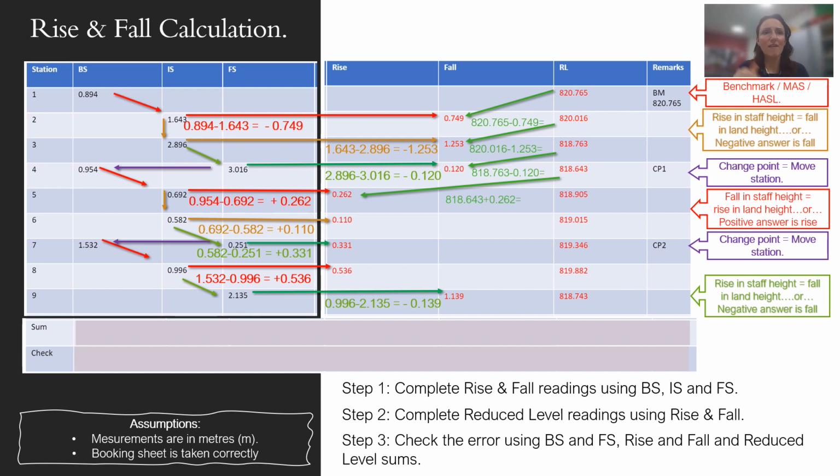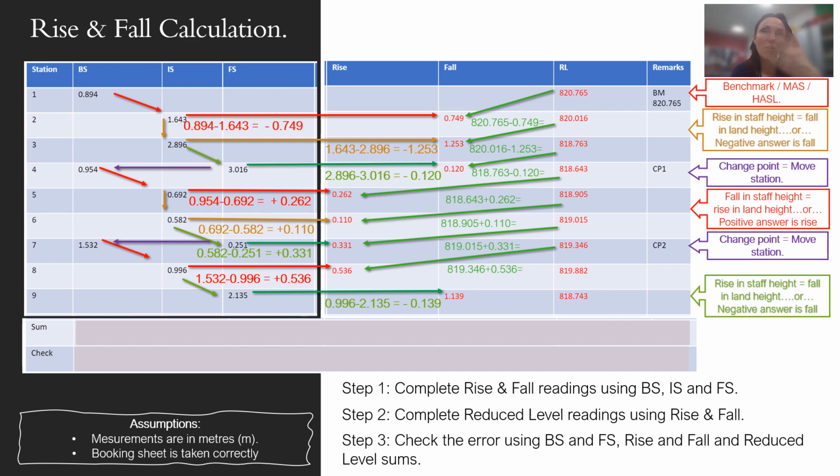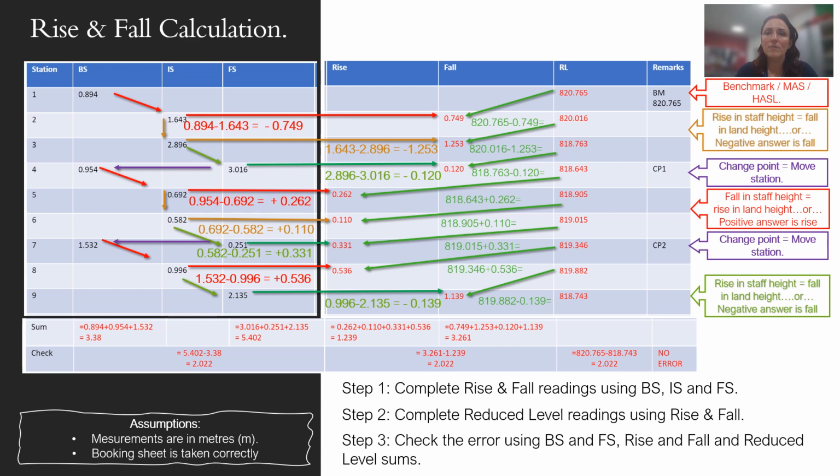So for every single station point, I've got, it's risen by this much, it's fallen by that much, it's risen by this much, it's fallen, and that's all I'm doing. Okay, that's what this reduced level column is about. Okay, so once I've done that, I need to do checks.